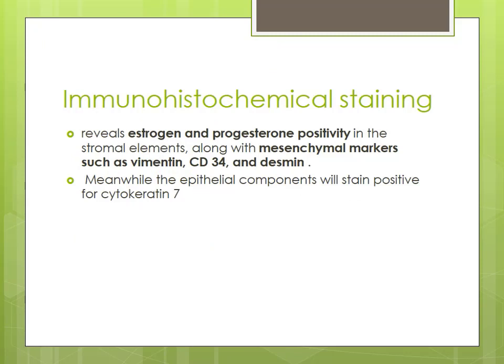The immunohistochemistry in MEST includes estrogen and progesterone positivity in the stromal element, along with some mesenchymal markers like vimentin, CD34, and desmin. The epithelial component in these will stain positive for cytokeratin 7.